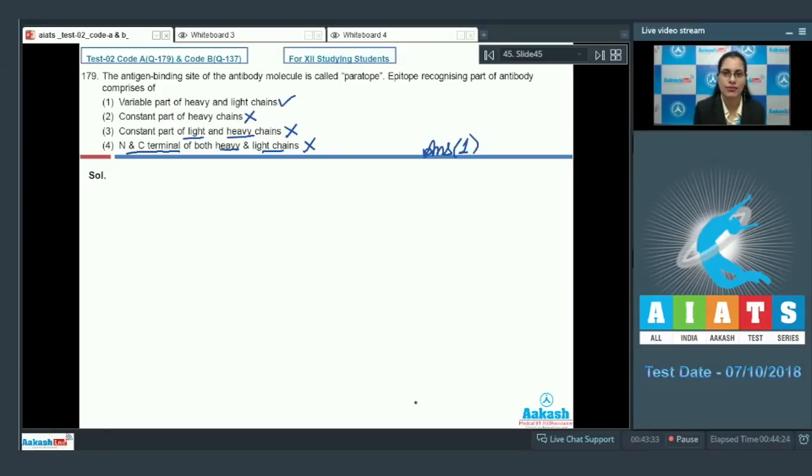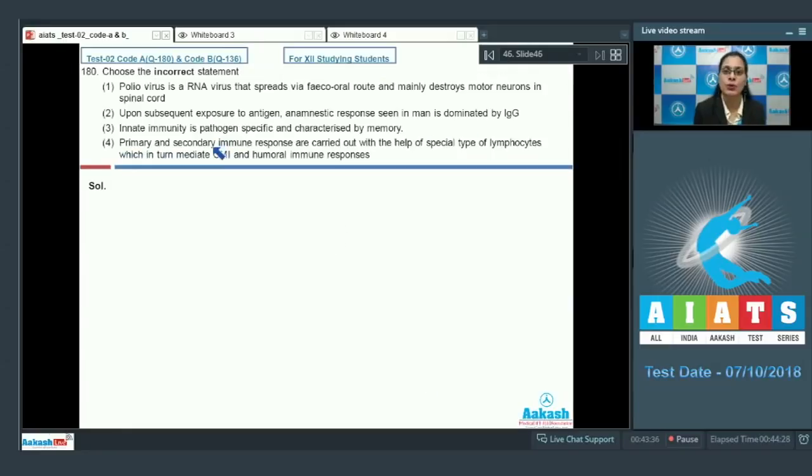Now let's discuss our last question. Question number 180, which is our last question. Choose the incorrect statement. The very first statement given is poliovirus is a RNA virus that spreads via fecal-oral route and mainly destroys motor neurons in spinal cord, and this is a correct statement. Polio is a viral disease. It spreads through fecal-oral route and destroys the motor neurons in spinal cord.